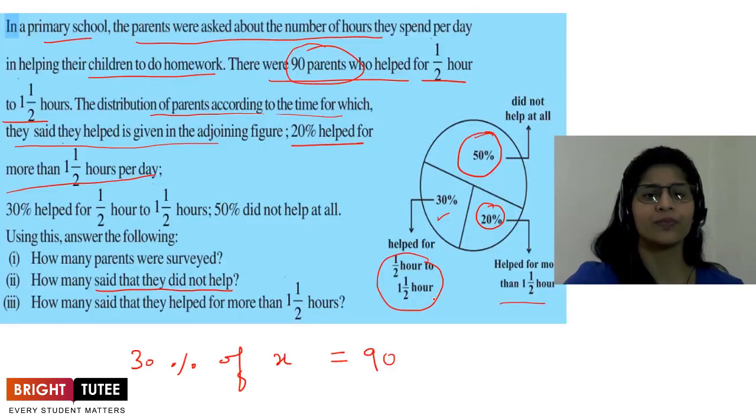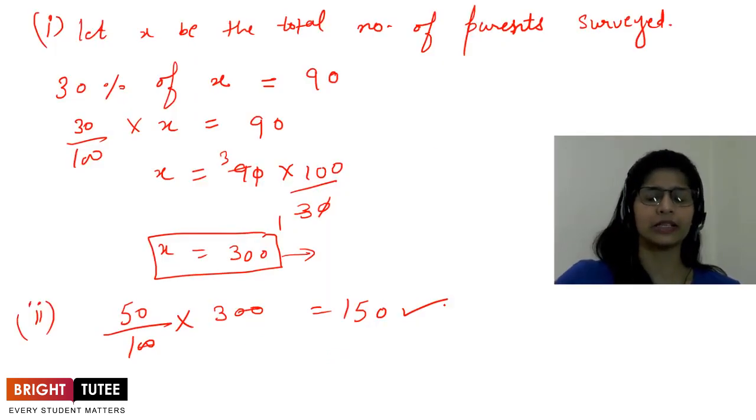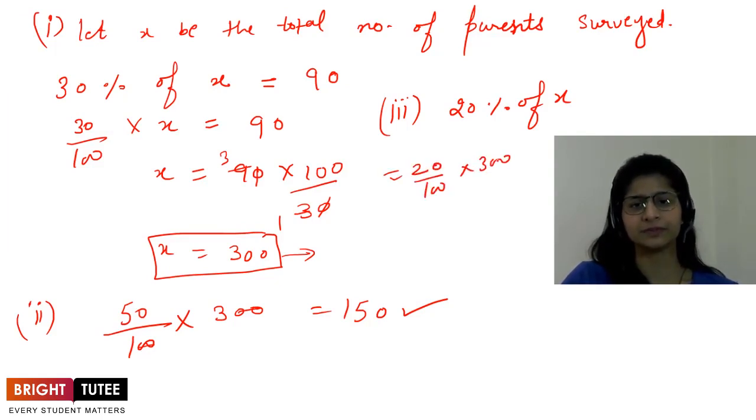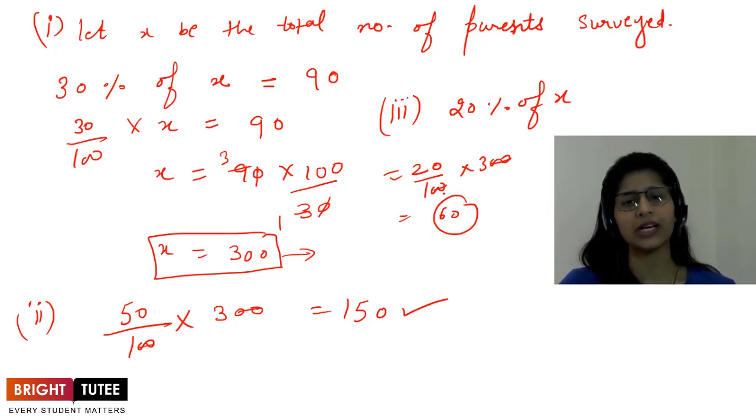Okay. The third part now. In the third part they are asking how many said that they helped for more than 1.5 hours. For more than 1.5 hours we have 20%. So in the third part of the question, 20% of x, and x is 300. Cancelling it, we get 60. That means there are only 60 parents out of 300 who are helping their child in the homework for more than 1.5 hours. Is that clear?